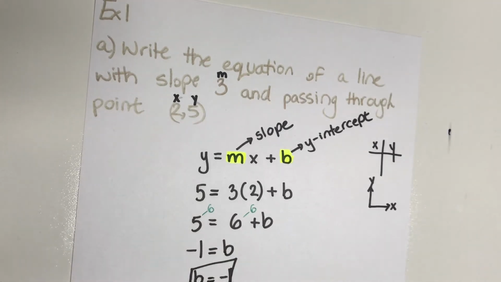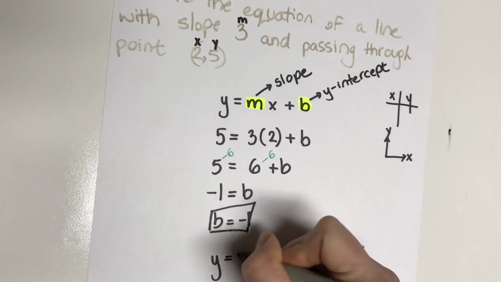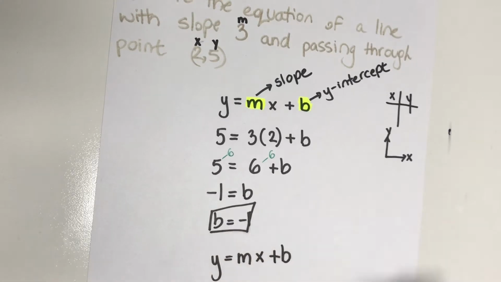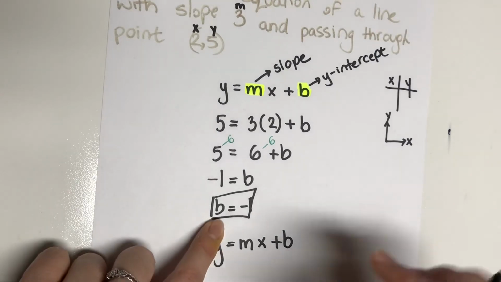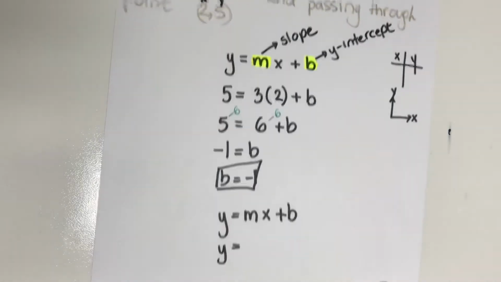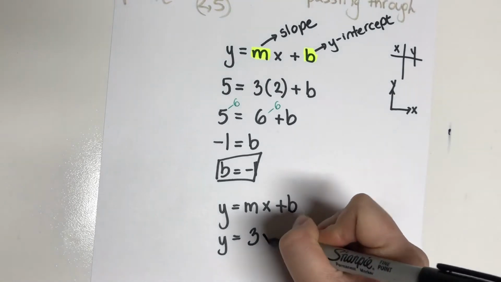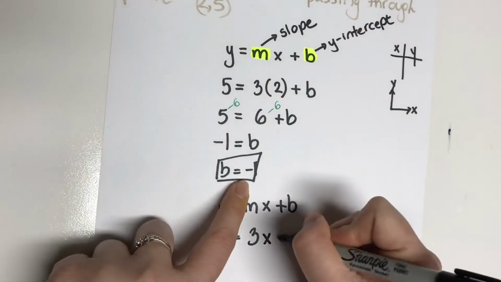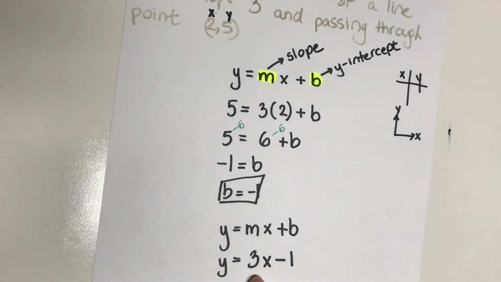That's okay. So now, in my equation, y equals mx plus b, I can replace the m and the b with the m and the b that I know. So instead of m, I'm going to write 3. And instead of b, I'm going to write -1. So I've replaced the m and the b, and that's my equation.